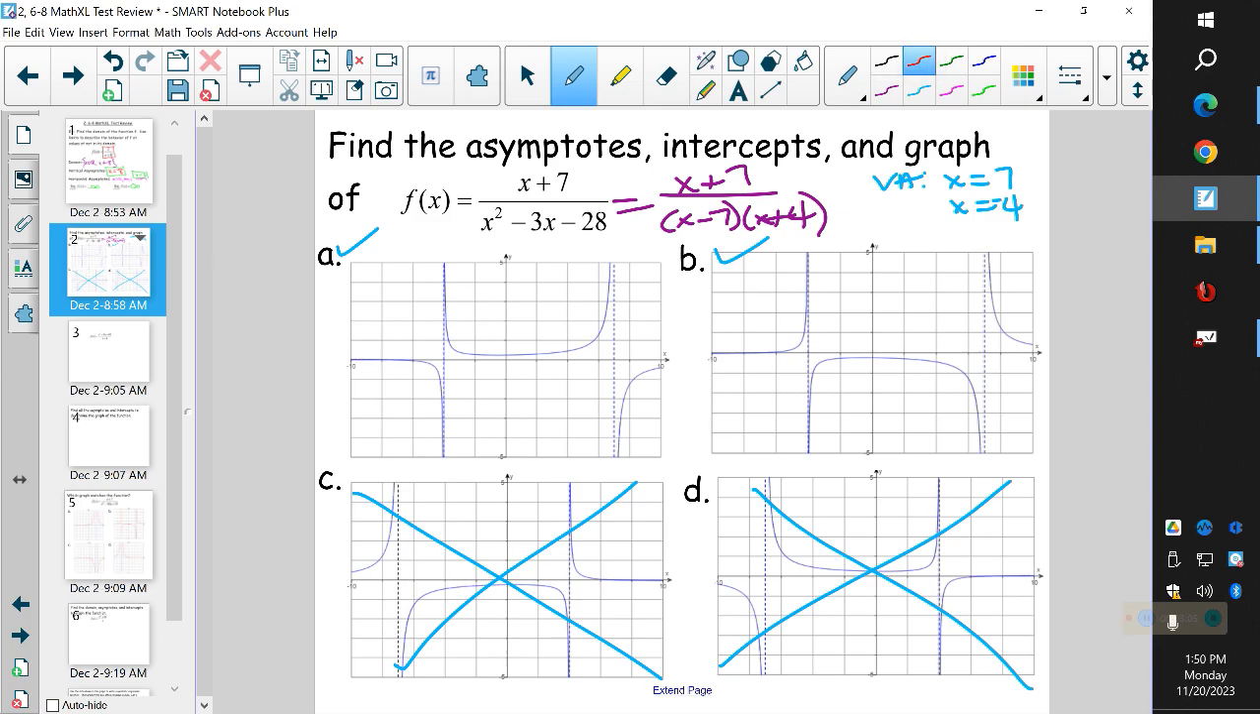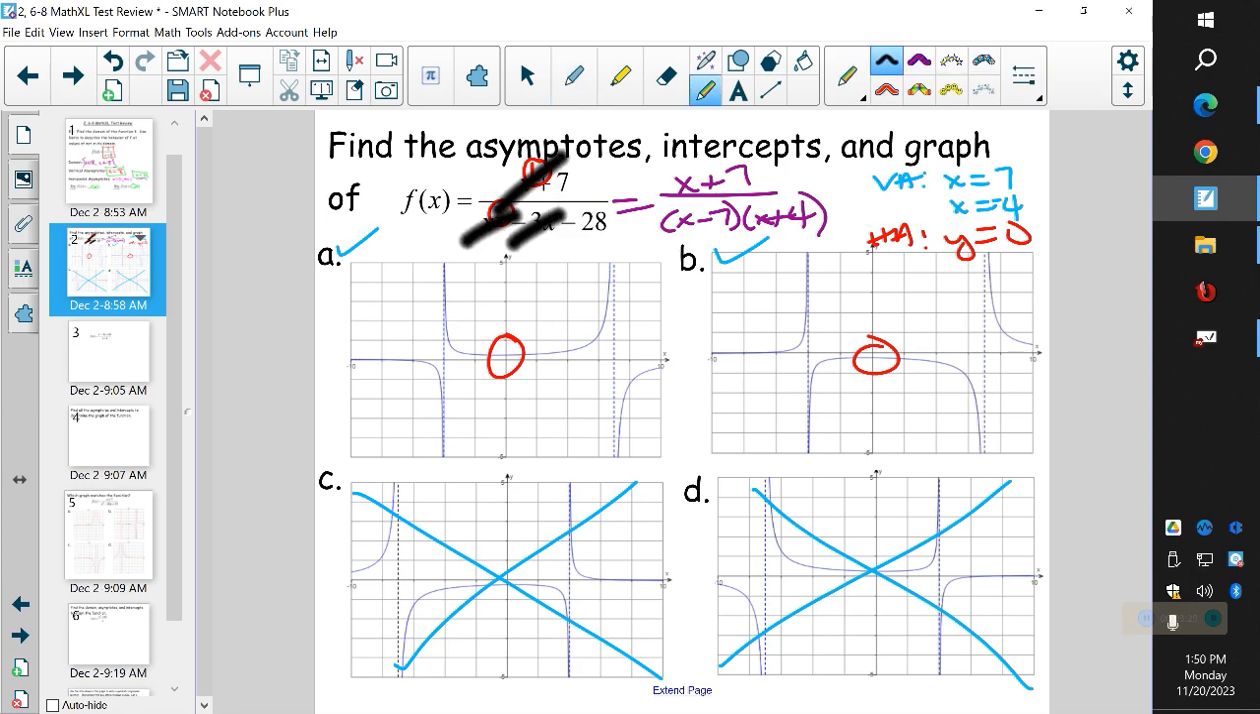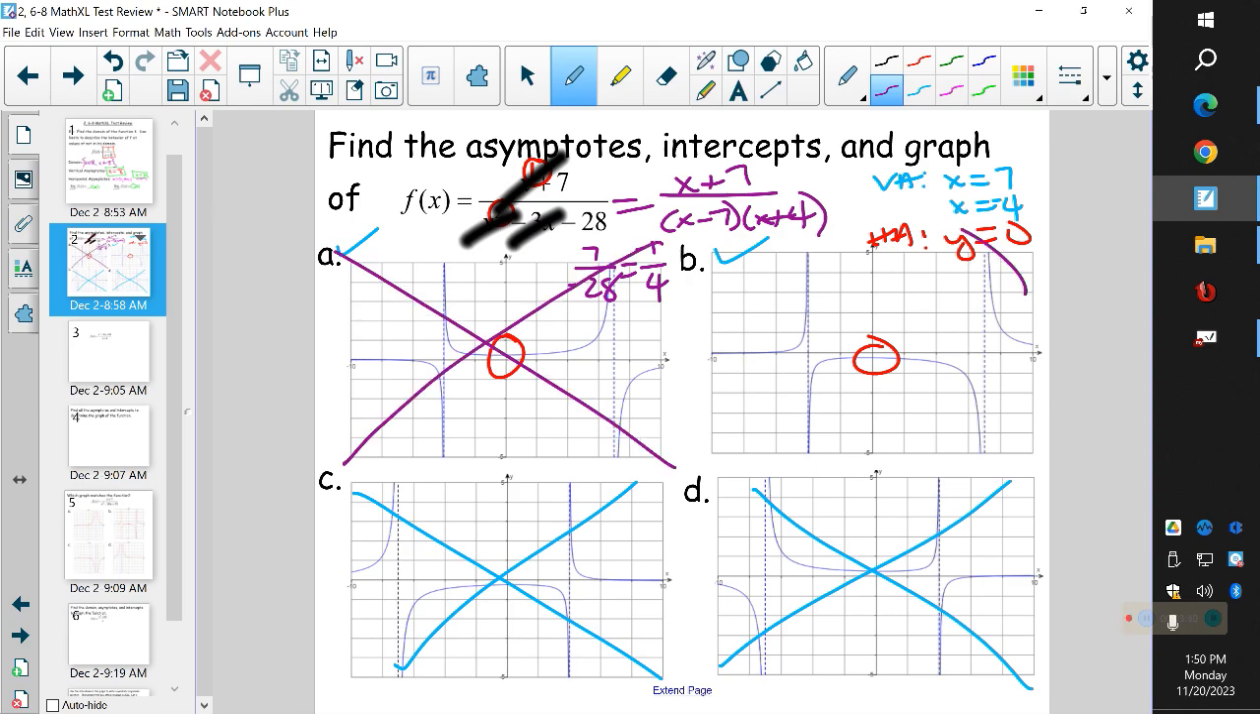So now let's find our horizontal asymptotes. The degree up there is 1, the degree here is 2, so therefore my horizontal asymptote is going to be y is equal to 0. And both of those do have that. So the next thing I want to do is say, okay, what's different about these two graphs? Well, what's different is the y-intercept. So how do I find the y-intercept here? That's when x is 0. So that means I am canceling out all of the x's, and what I'm left with is going to be 7 over negative 28, which is negative 1/4. Which of these has a negative y-intercept? It cannot be A, which means my answer is B. Okay?